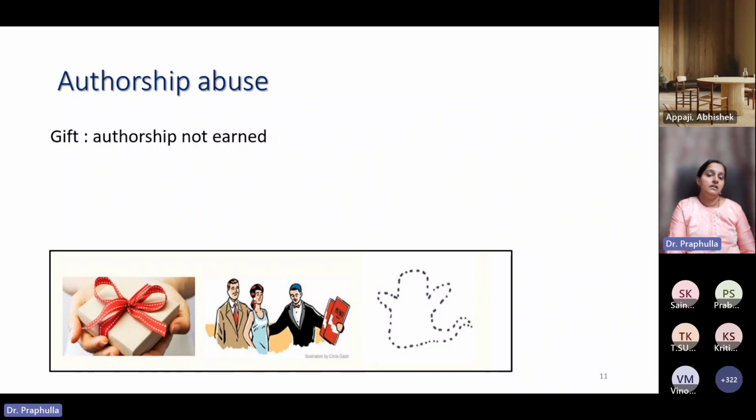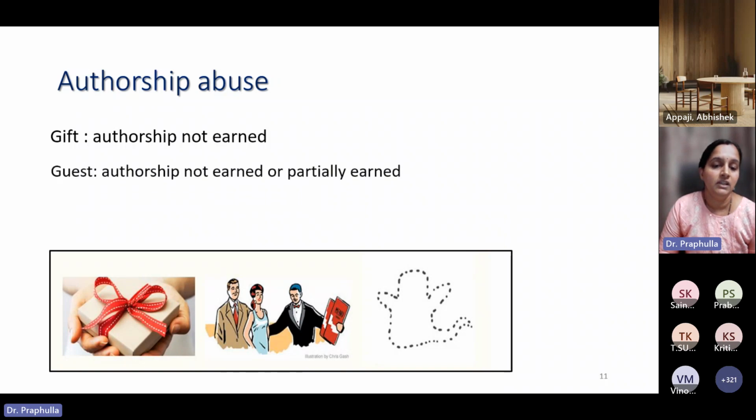Let's say that professor's background is very different, and when other researchers read my paper, they realize that this person cannot contribute to this kind of work. Then there will be a bad remark on the first author or the communicating author. That's why we should not have this practice of simply adding someone known to us to the authorship. And then the next one is guest authorship. Here, authorship is not earned or only partially earned.